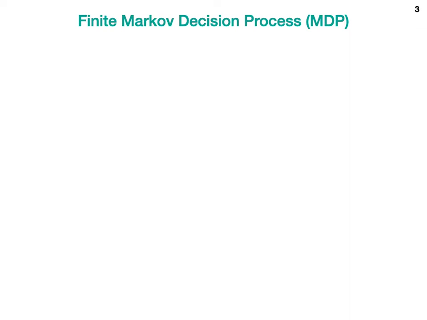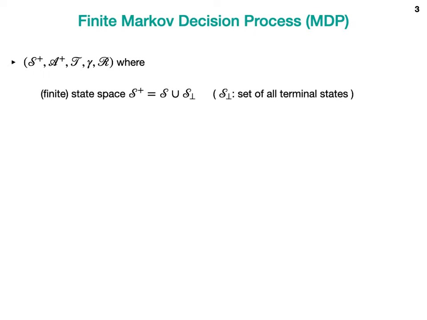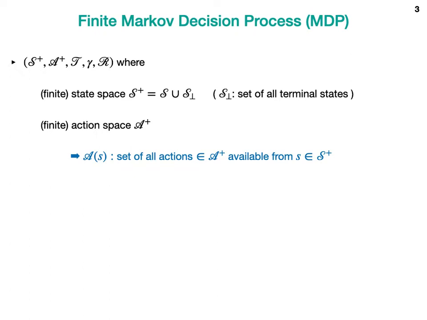So, let me first introduce the underlying finite Markov decision process, which is defined by a tuple where S plus is a finite state space consisting of the set of all non-terminal states S and the set of all terminal states S perpendicular. And A plus is a finite set of all actions, which defines the set of all actions available from each state S.